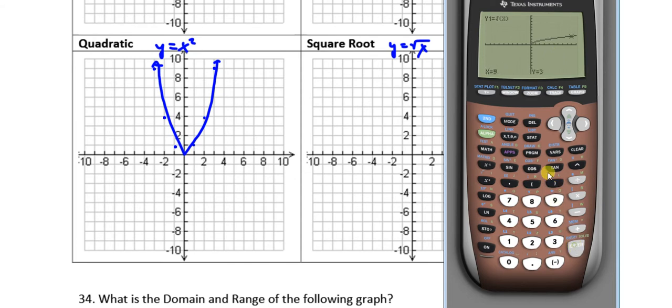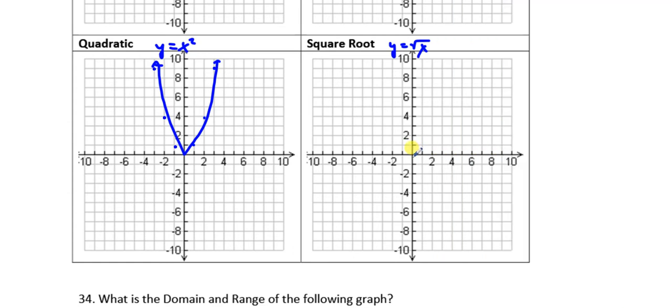So it goes up, but it goes up fairly slowly. At 9, it's 3. And you can't put in a negative number, negative 1. It's not defined, because you're taking the square root of a negative number. So the graph starts at 0, 0, at 1 it's 1, at 4 you're at 2, at 9 you're at 3. So it curves up, and then it really curves up slowly.